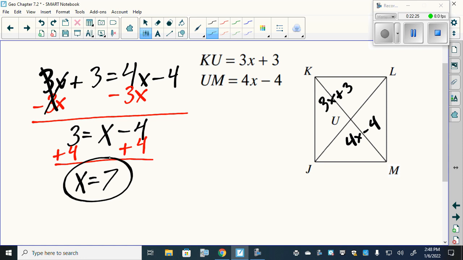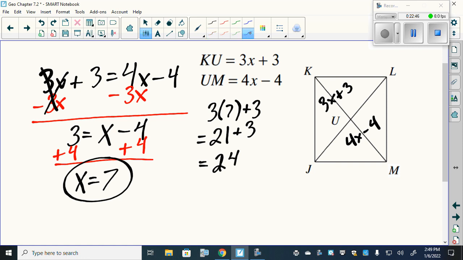It didn't ask for it, but if we wanted to, we could plug it back in to see what each length is. So we could say 3 times 7 plus 3. Well, 3 times 7 is 21, and 21 plus 3 is 24. And if we did it with the other equation, 4 times 7 minus 4, 28 minus 4 is 24. As we wanted, we needed them both to be the same. So they would both be 24, which means we do have the correct answer.